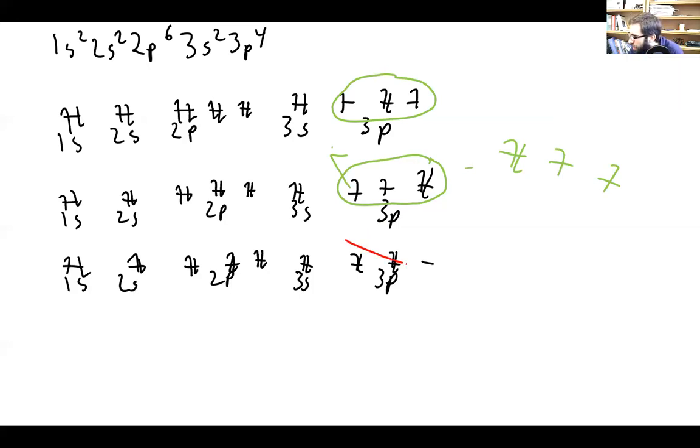But then look at this one. This one is wrong because they're not unpaired. We have no electrons there. That's not the seats on the bus rule. The electrons aren't as far apart as possible there. So that is not going to be a happy situation.